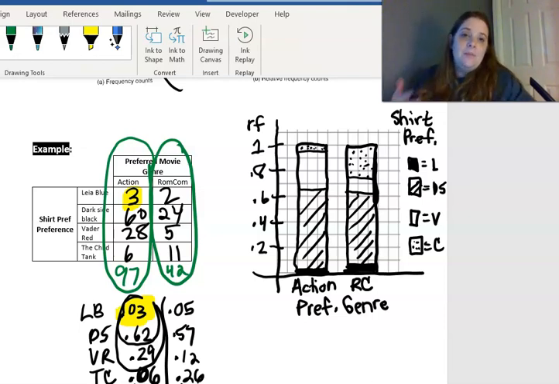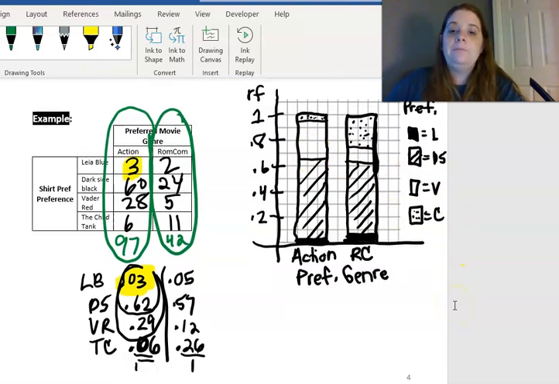So these are my segmented bar charts. I can see that while the people who answered action and romantic comedy were very similar in the percentage that chose the Leia shirt and the dark side shirt, they were very different in the percentage that chose the Vader shirt and the child shirt. The percentage of action movie people who chose the child shirt was significantly smaller than the percentage of romantic comedy people who chose the child shirt, and vice versa for the Vader shirt. So that's my segmented bar chart.